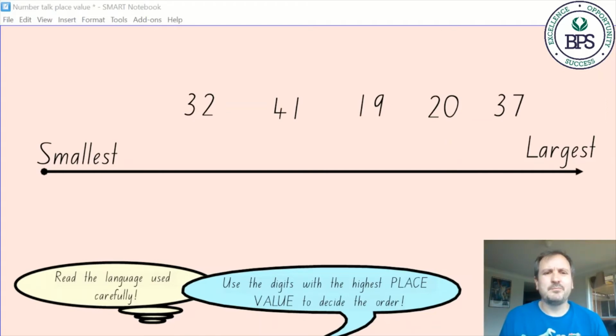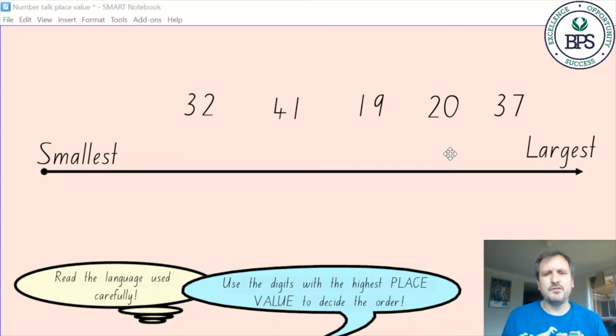Okay, so we want to put into practice what we've just learned about using place value to order numbers. So here we have 5 two-digit numbers and a number line, which we're going to use to order those numbers from smallest to largest. Make sure you look out for those words carefully. Sometimes they'll be reversed. Make sure you follow the instructions carefully. So we're looking for the smallest or the largest number first. Well, let's start with the largest number.